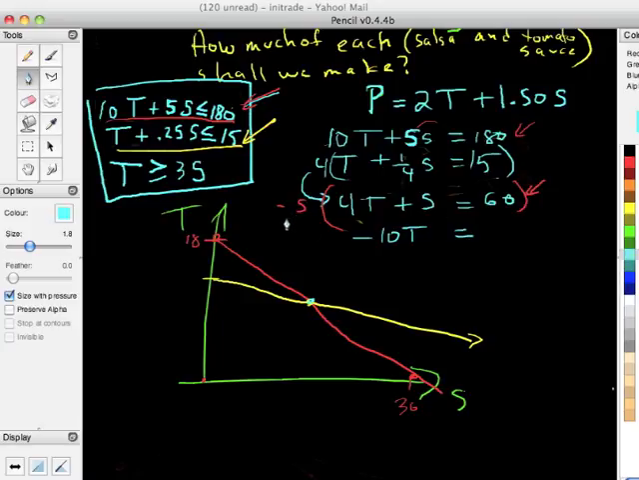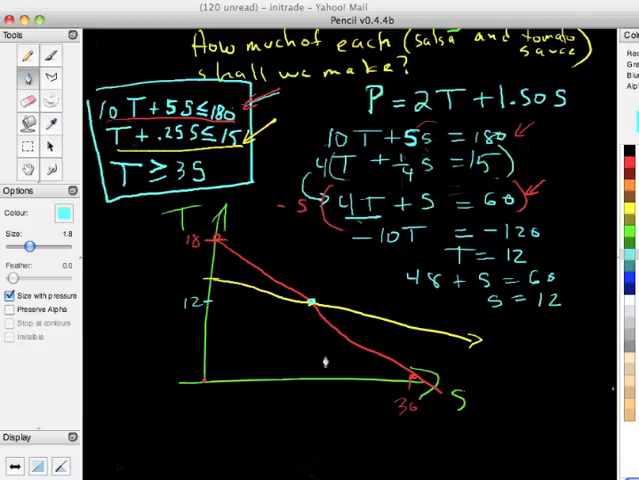5 minus 5 times 60, 5 times 60 is 300, so we're subtracting 300, that's a negative 120, so you can see t is equal to 12. So we have t is equal to 12 right there. That's that point. And what is s equal to? We can go right back to this right here and put in t is equal to 12. So we have 48 plus s is equal to 60. And lo and behold, s is also equal to 12. So that's the intersection. So right there.